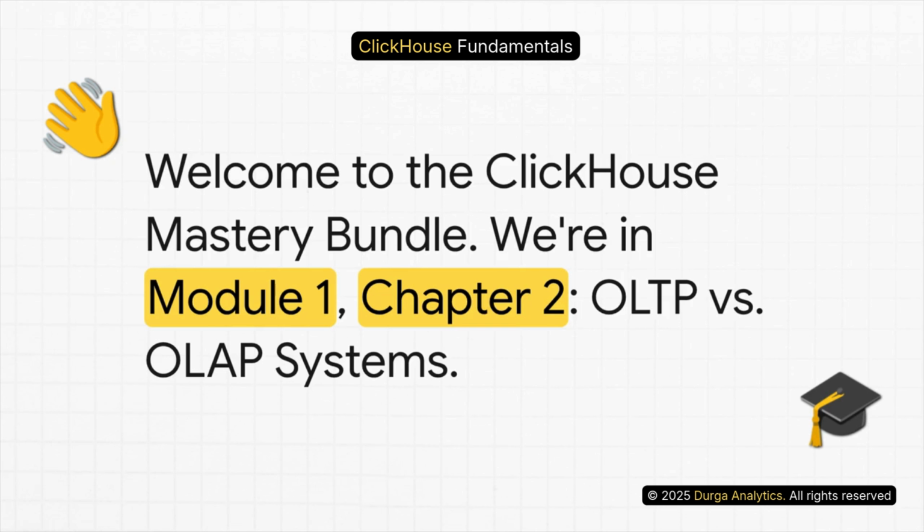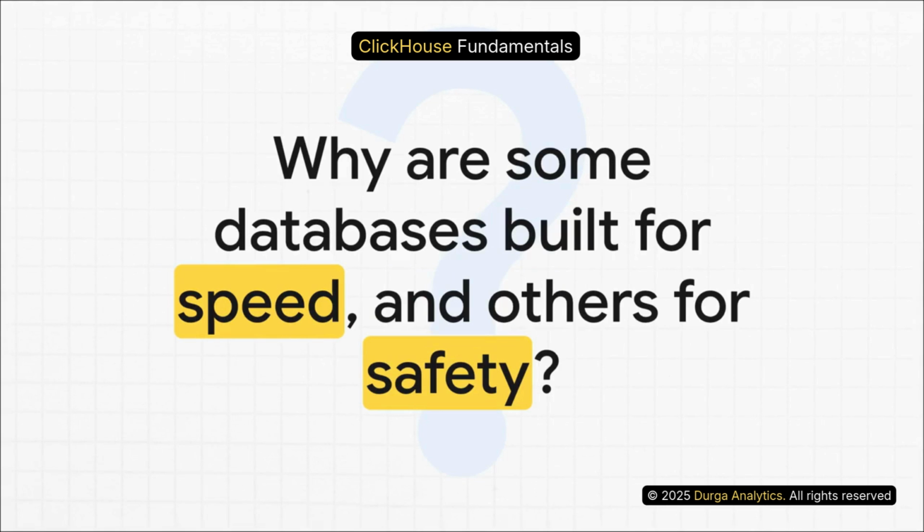So let's get started. Let's start with a really core question. Why isn't there just one perfect database that can do everything? Well, the answer is that the database world is fundamentally split into 2 very different camps, 2 totally different philosophies. Every system you encounter is built for one of 2 things: processing transactions or performing analytics.